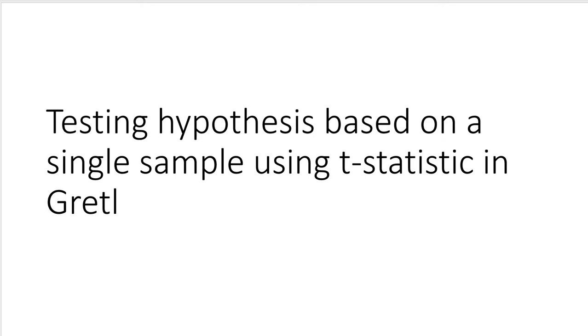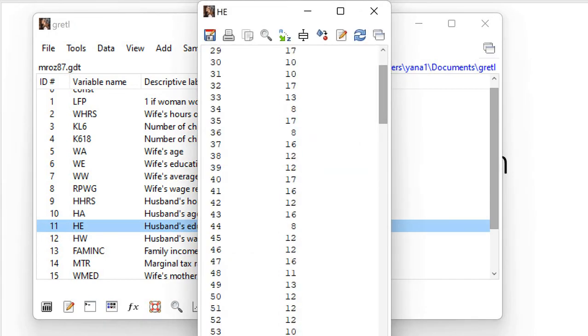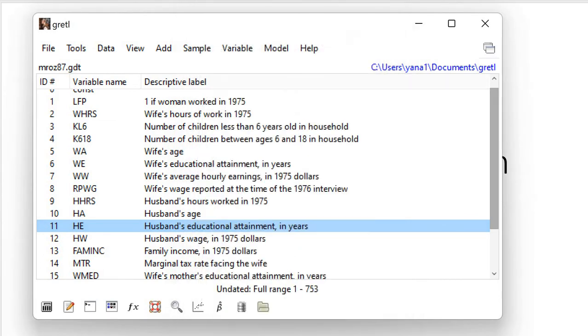Like in many cases, you can do the same thing in Excel, but as you're gonna see, it's much quicker to do in Gretl. So I have some sample data provided by Gretl, and I am interested in variable HE, which is husband's educational attainment in years. By the way, you can click and you will be displayed the data, but this is not what we are interested in.